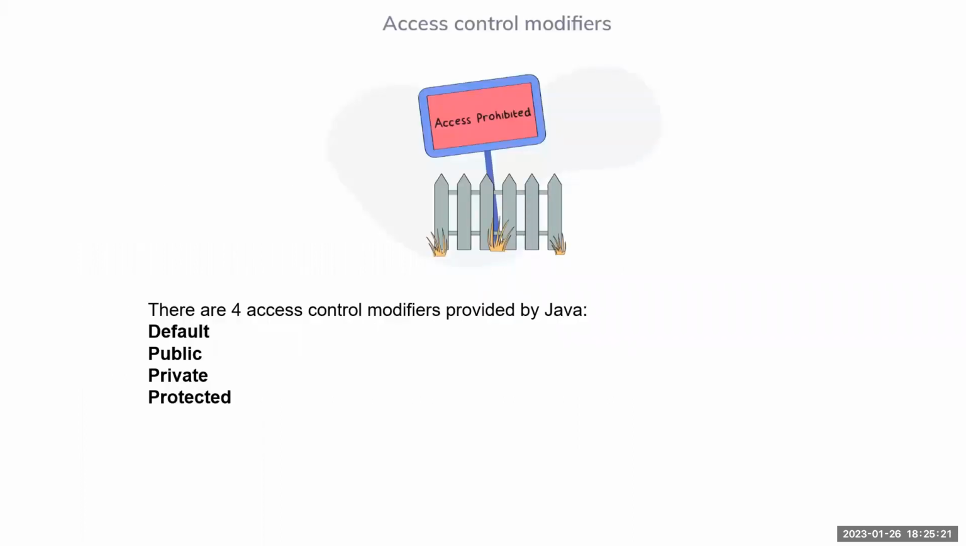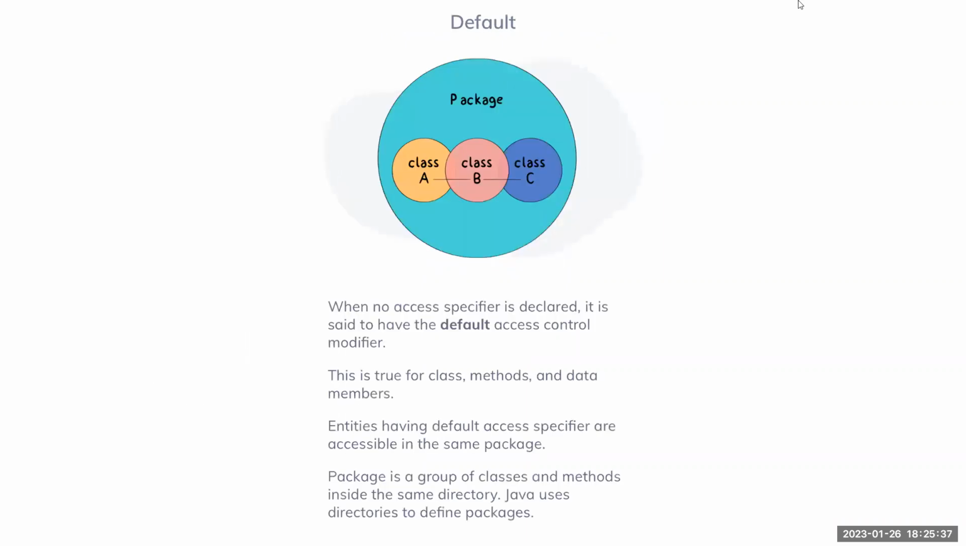Generally we have four different types of access control modifiers: default, public, private, and protected. These are the four things we have. The first one is the concept of default. Let's say we have a package, and in it you can see class A, class B, class C. Here we don't have any access specifier specified; it is not declared. So Java will consider it a default access, the default access control modifier.